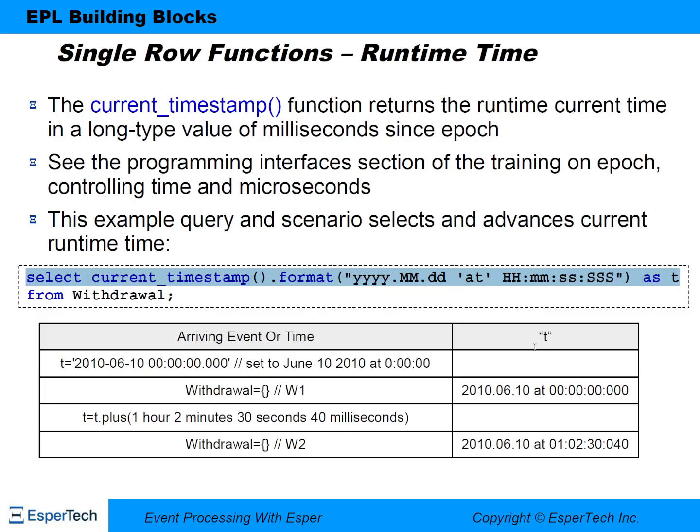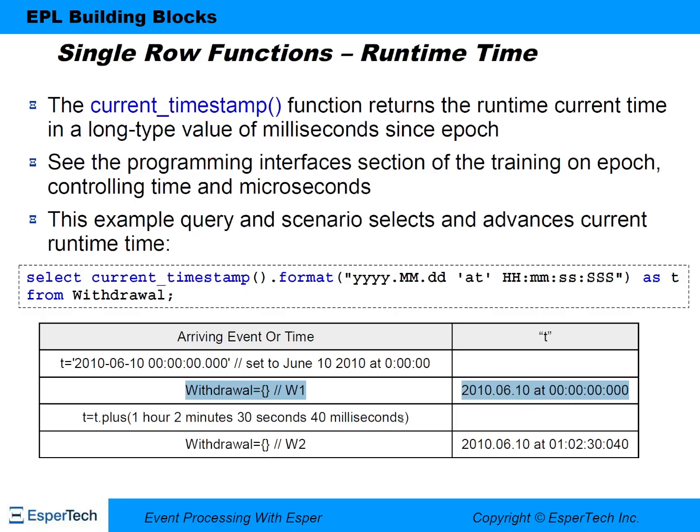The scenario is D equals "2010-6-10 00:00:00.00". This sets the time to June 10, 2010 at 0 hours and 0 minutes and 0 seconds and 0 microseconds. A withdrawal event arrives, labeled as W1. The column T has the value of June 10, 2010 at 0 hours.